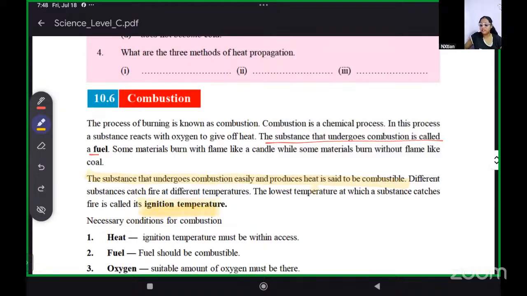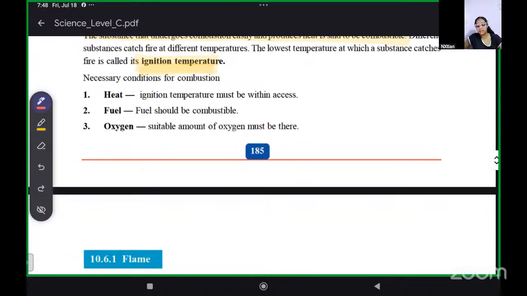There are some conditions that are necessary for burning or combustion to take place. One is heat. Ignition temperature must be reached, meaning providing heat to the substance. Then there is fuel, an object to be burnt is important. And oxygen. A suitable amount of oxygen must be there.